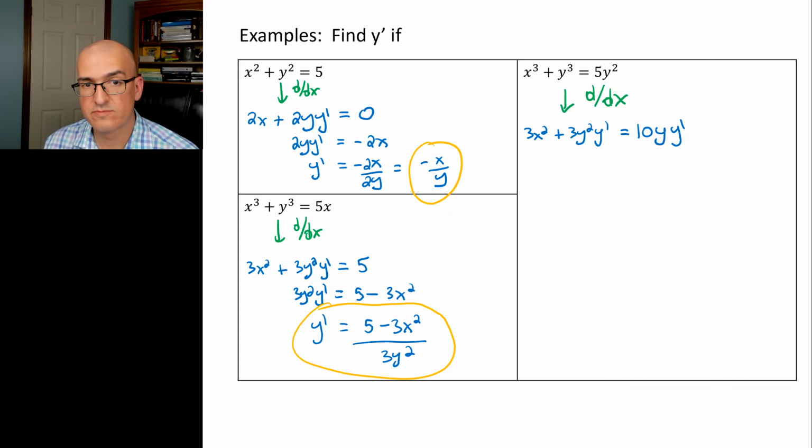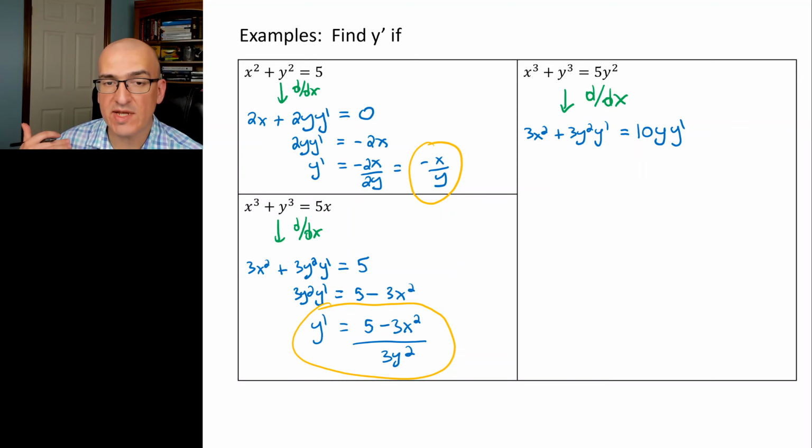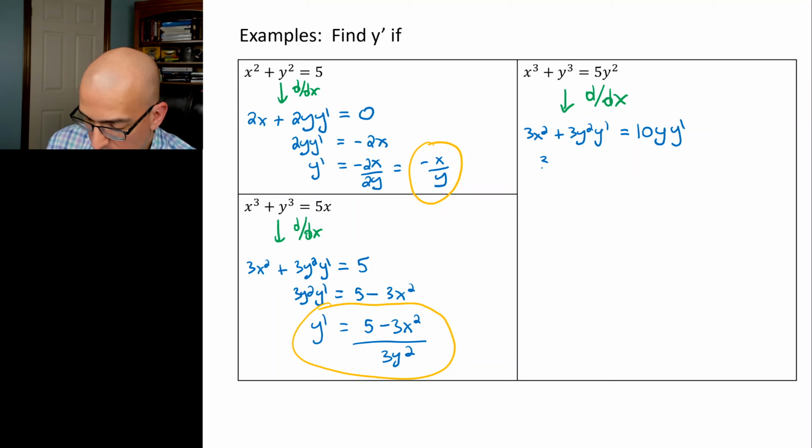Now, some caution. Y prime is appearing in both spots, and there are two legitimate ways to proceed. One way is to move the 3y squared y prime over to the right-hand side and subtract from both sides. That's smarter, but I'm not going to do it. I'm going to be extremely consistent with what I've shown you so far. I'm going to subtract 3x squared from both sides.